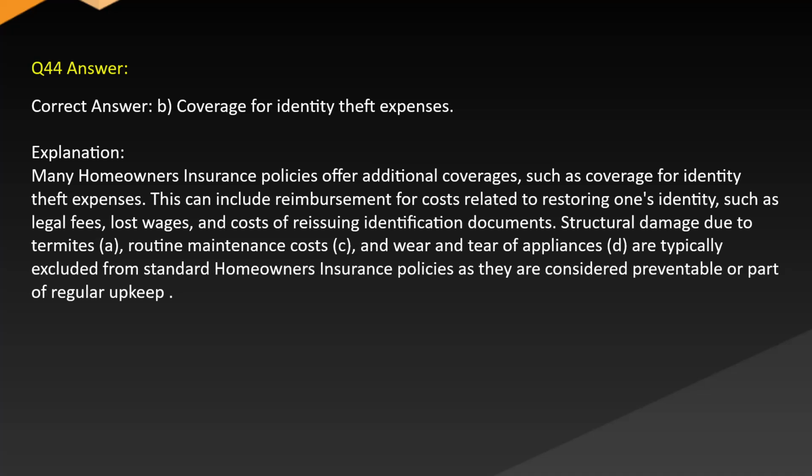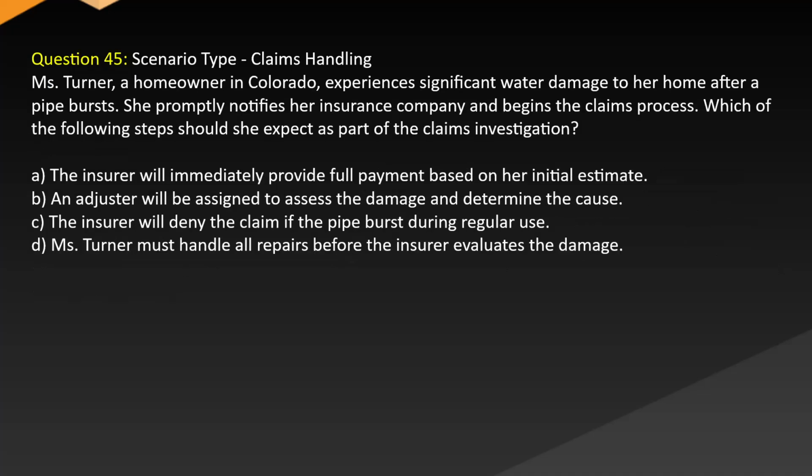reissuing identification documents. Structural damage due to termites, A, routine maintenance costs, C, and wear and tear of appliances, D, are typically excluded from standard homeowners insurance policies as they are considered preventable or part of regular upkeep. Question 45. Scenario type. Claims handling. Ms. Turner, a homeowner in Colorado, experiences significant water damage to her home after a pipe bursts.